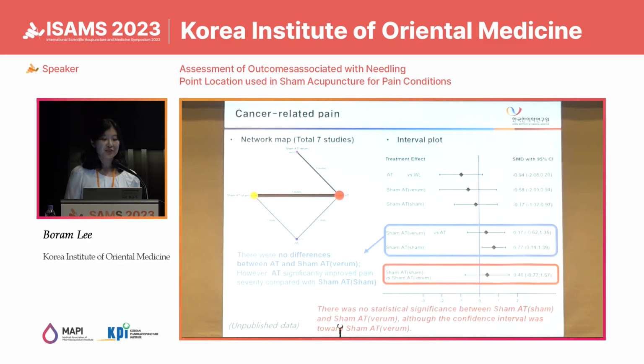Lastly, for the treatment of cancer-related pain, a total of 7 studies were included in the network meta-analysis, and the results were similar to previous studies with chronic non-specific low back pain and knee osteoarthritis. There were no differences between acupuncture and sham acupuncture at verum point. However, acupuncture significantly improved pain severity compared with sham acupuncture at sham point. And also, there was no statistical significance between sham acupunctures, although the confidence interval was towards sham acupuncture at verum point.